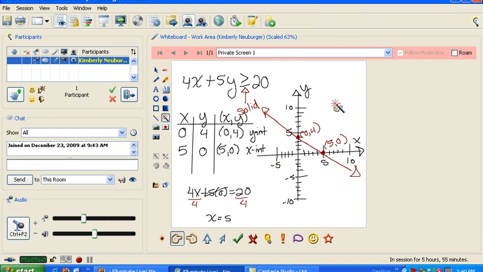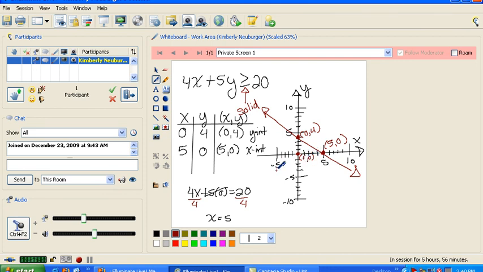So I'm going to test a point, and the easiest point to test is the origin, and it does not go through the origin. So let's locate the origin and test it out to see if it works in our inequality. So I'm going to test 0, 0, plugging 0 in for my x and 0 in for my y. I want to see if it works out. And that gives me 0 greater than or equal to 20. Well, that's not true. 0 is not bigger than 20. So this is a false statement.